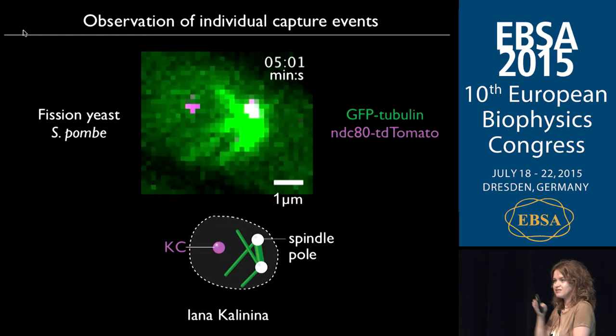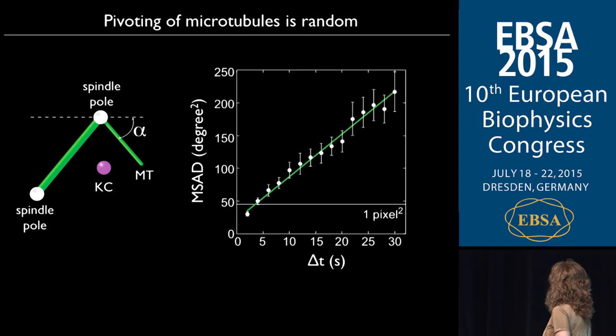So we have quantified the movement of the microtubules and the kinetochores. In particular, we have quantified the angle of our microtubule and how this angle changes in time. And we measured the mean square angular displacement as a function of the time lag, which is equivalent to the mean square displacement, just we are now talking about the angle and not just about the position. And we see a linear relationship between these two things. And this means that microtubules are performing random motion. So they are doing this angular motion in a completely random way.